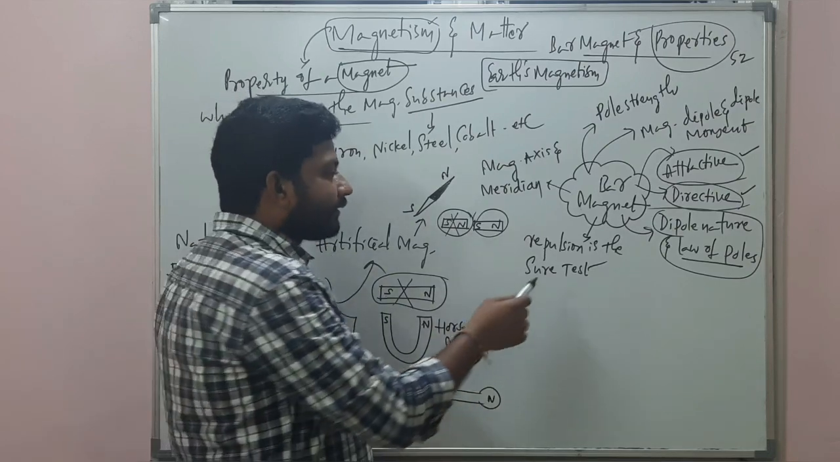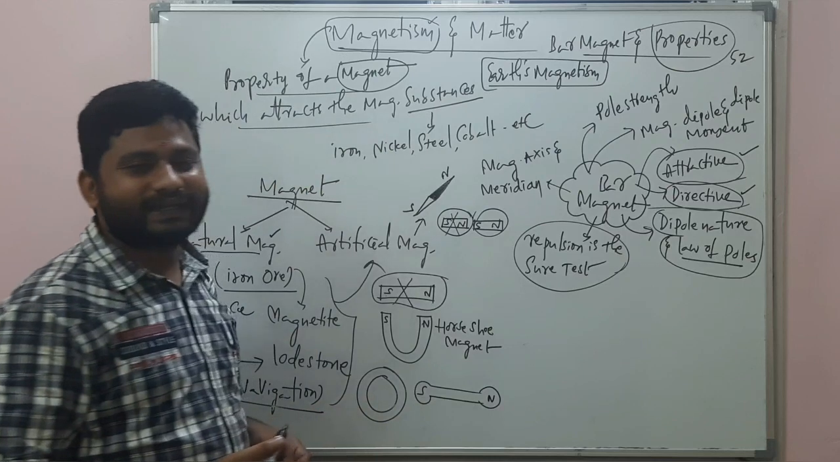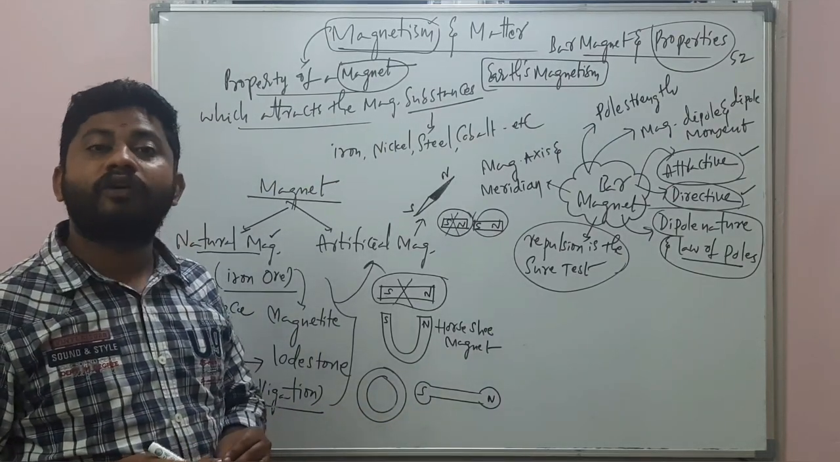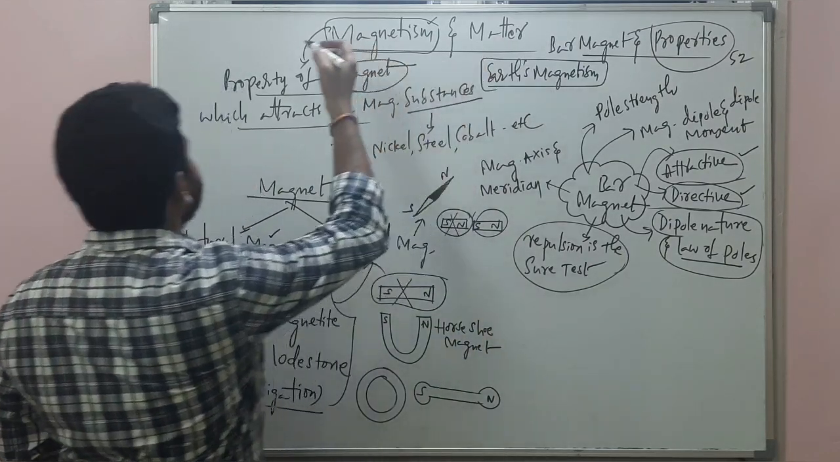Now, repulsion is the sure test of magnetism. Repulsion is the sure test of magnetism. For example, I have a bar magnet. Let's come here.